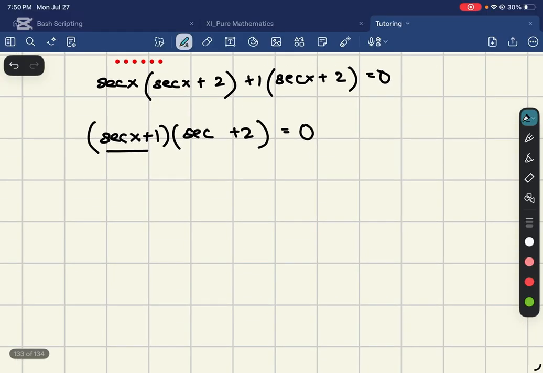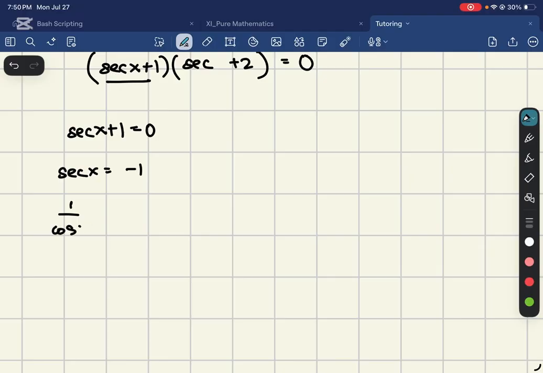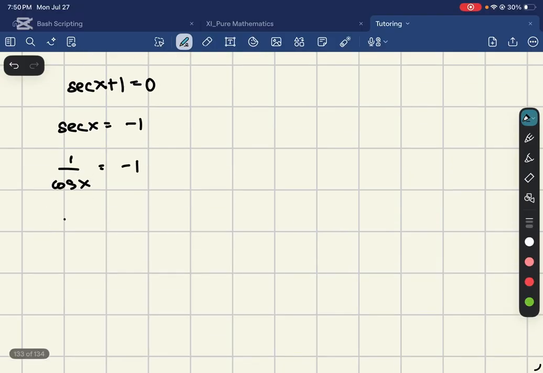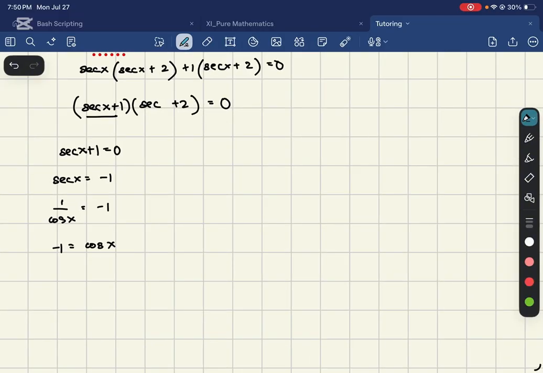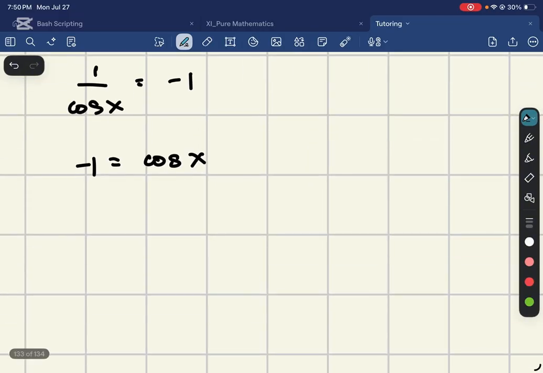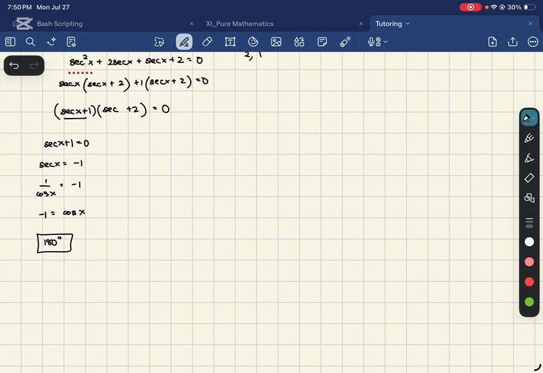So now you can solve secant x plus 1 is equal to 0. Secant x is equal to negative 1. 1 over cosine of x is equal to negative 1. If you rearrange, you get cosine of x equal to negative 1. Did we have any restrictions here? Not really. So when is cosine of x negative 1? Well, cosine of 180 degrees is negative 1. So that is one solution.